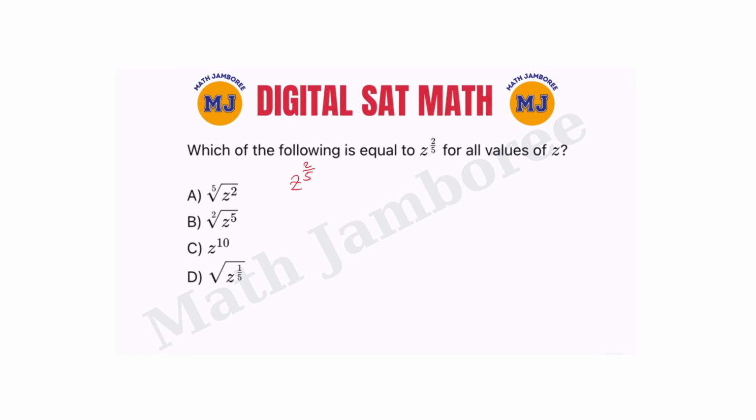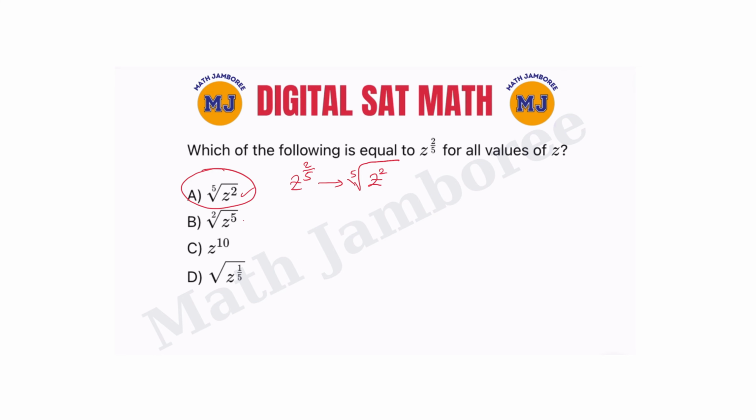Since the numerator is on top, it is going to stay on top of the z, and the denominator goes into the degree of the root. So this is going to be z to the power of 2 in root 5. This is the answer. But I want to show you the other choices as well. So this is our correct answer for this question.